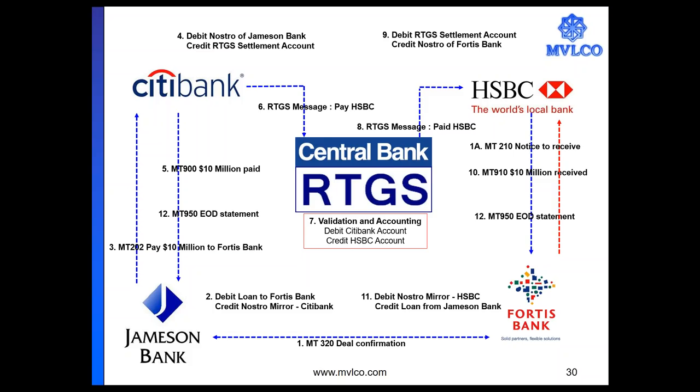So what we have discussed in the 2 series are 200, 201, 202, 205, and 210. We have also discussed the 202 cover and a 205 cover. In summary, in series 1, we have discussed 101, 102, and 103. In series 2, we discussed 200, 201, 202, 203, 205, and 210. In series 9, we discussed 900, 910, then 920, 940, 941, 942, and 950. So this is the summary of what we have discussed today.